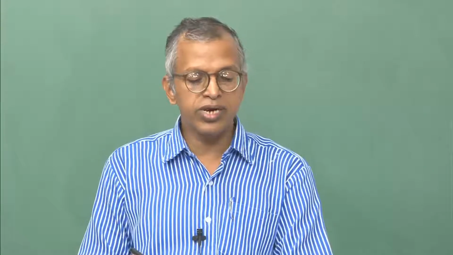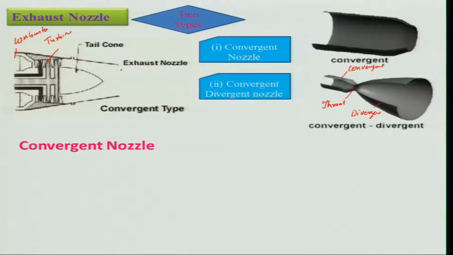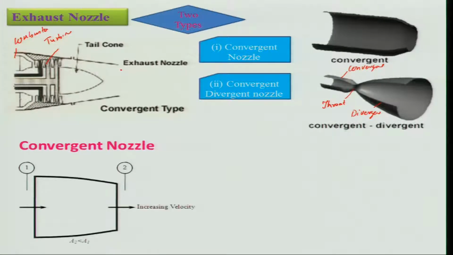Let us look at the convergent nozzle and learn how to analyze and understand what is happening inside it by invoking the analysis which we discussed in the last lecture. For that purpose, let us consider a convergent nozzle. Keep in mind that A2 is less than A1. That means, the cross sectional area at station 2 is less than the area at station 1.